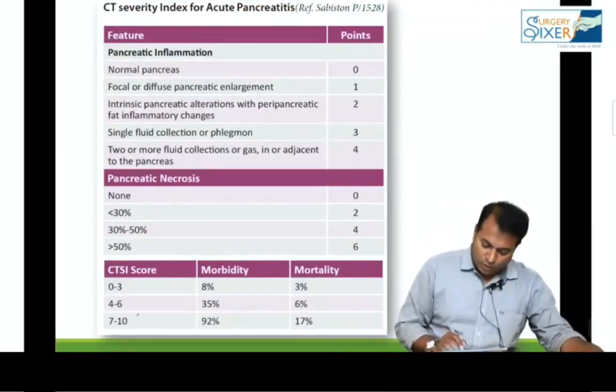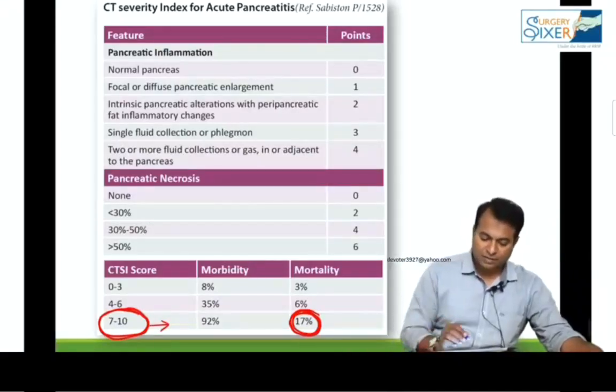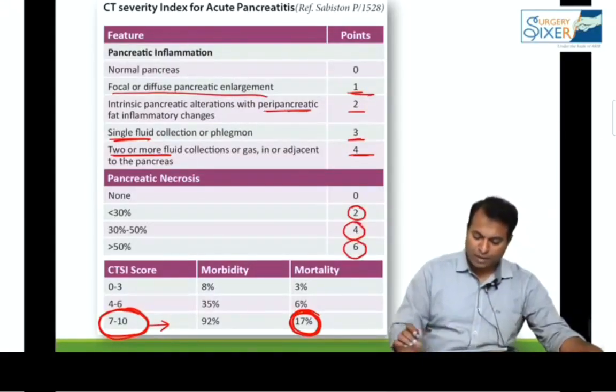And the CT severity index, I told you, if the score is 7 to 10, there is 17% mortality. So very severe acute pancreatitis. Presence of a single fluid collection is 3 points, 2 or more fluid collections is 4 points, peripancreatic changes is 2 points, only enlargement is 1 point. Less than 30% necrosis is 2, 30 to 50 is 4, more than 50 is 6.